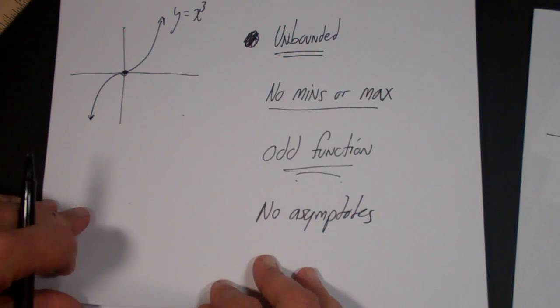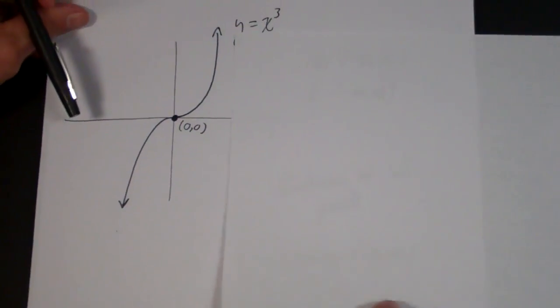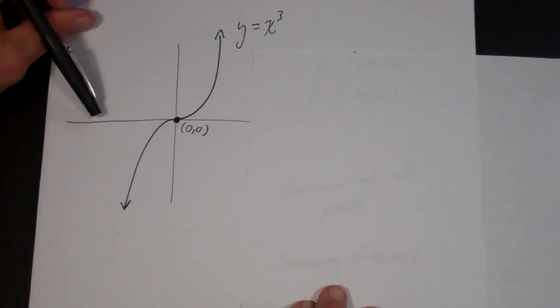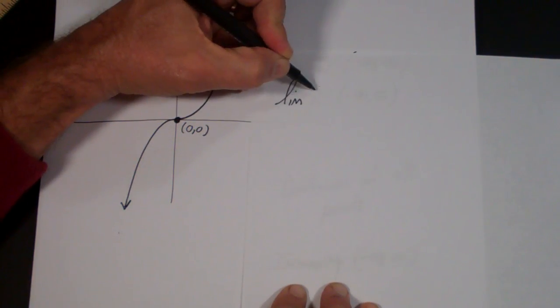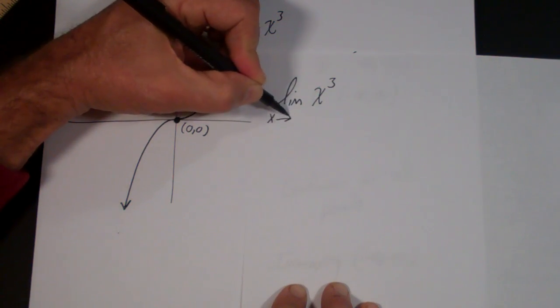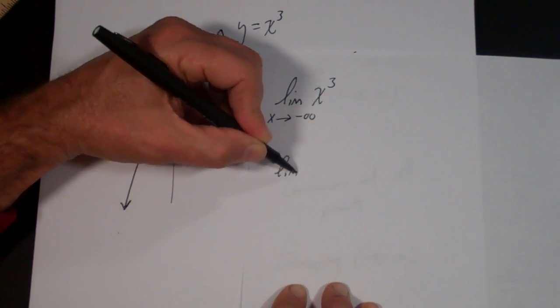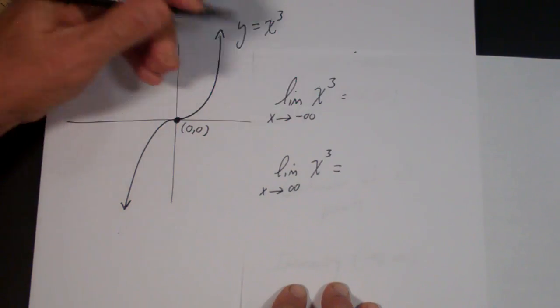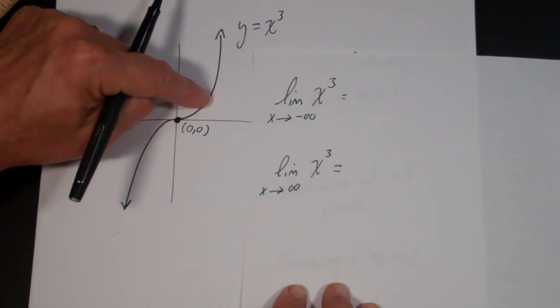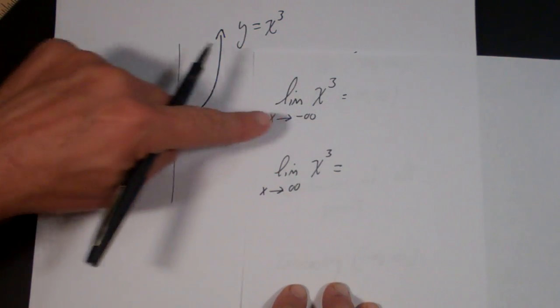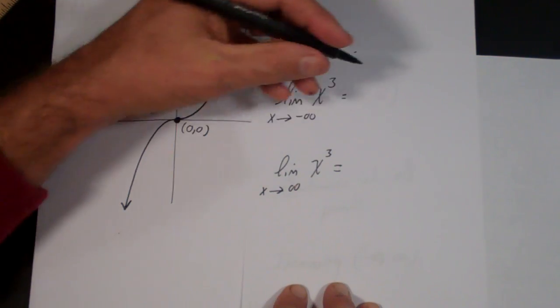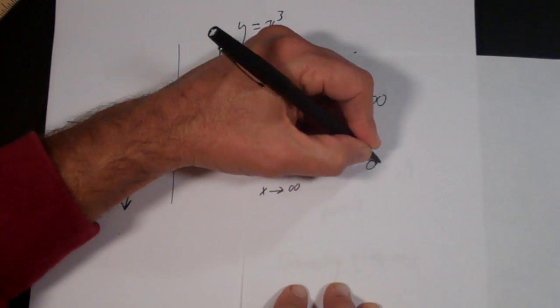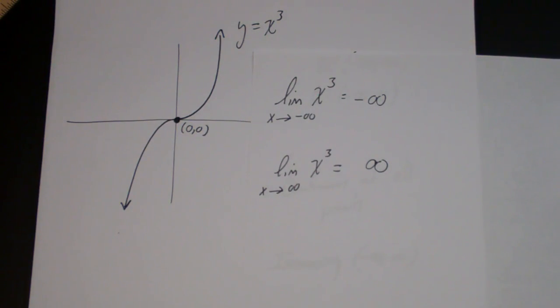The last one is end behavior, and we're going to write end behavior in limit notation. If this is our graph right here, let's do the end behavior. So we take the limit of x cubed as x goes to negative infinity, and the limit of x cubed as x goes to positive infinity. Let's see what happens. As x goes to positive infinity, y goes to positive infinity, and as x goes to negative infinity, y goes to negative infinity. And those are the properties of y equals x cubed.